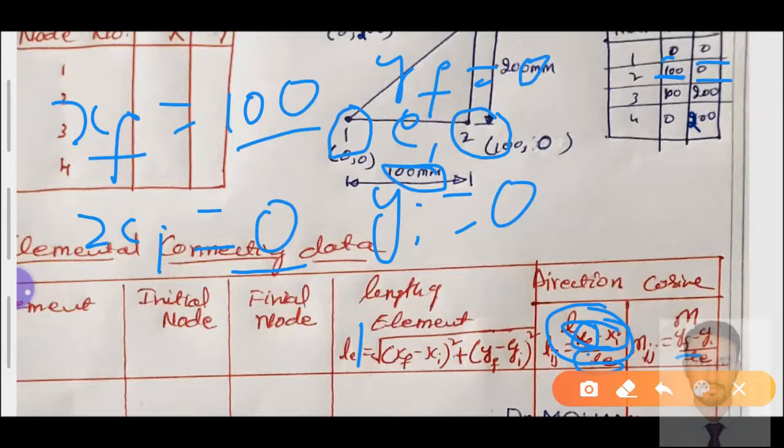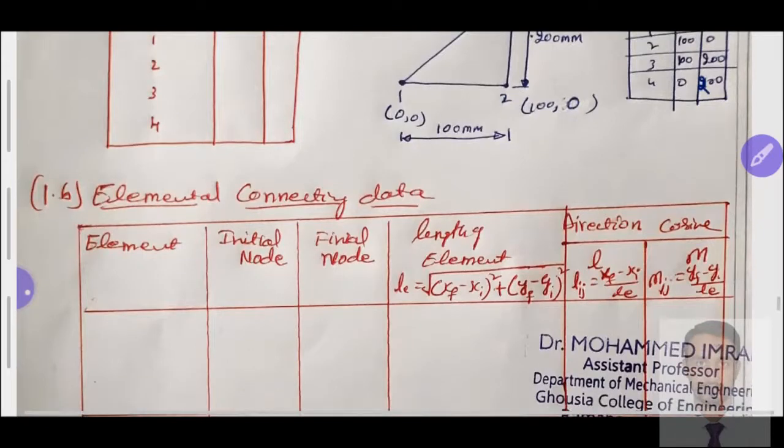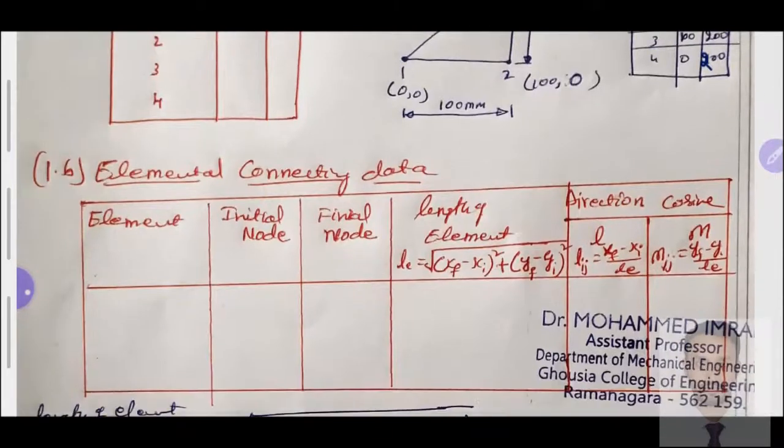Y final is equal to 0 here. So we have Y final equal to 0 and Y initial equal to 0. Y initial is equal to 0. 0 minus 0 is 0, divided by 100. Again, this will give M equal to 0 for element number 1. Likewise, we need to find the direction cosines for each and every element.